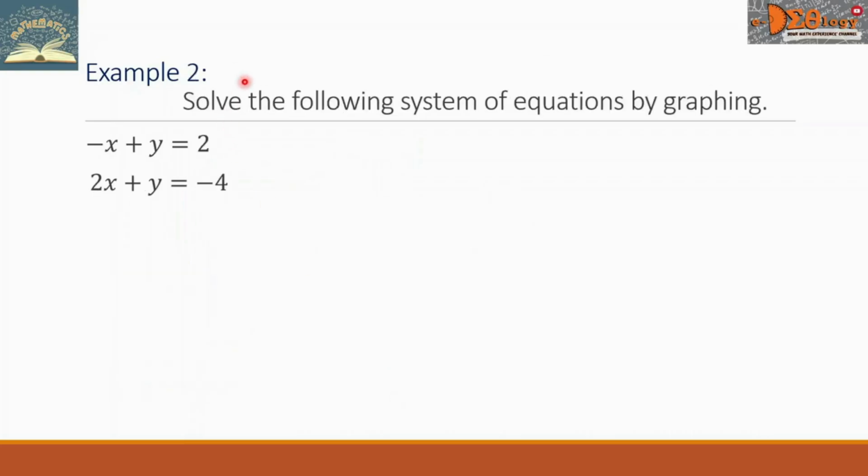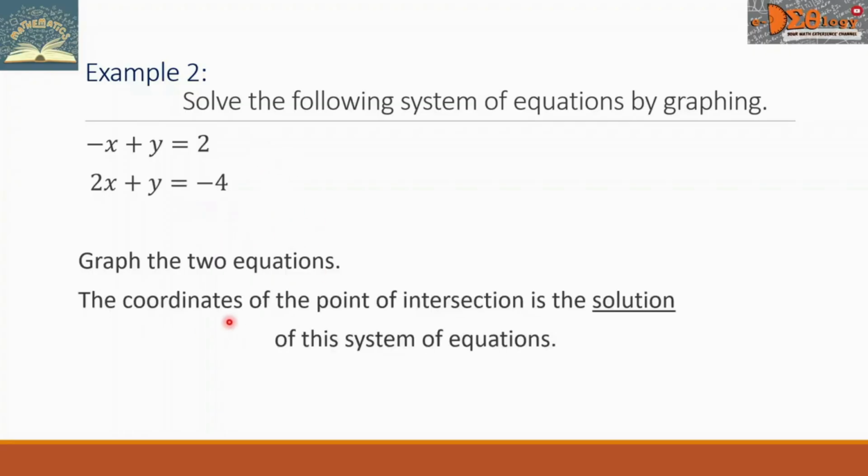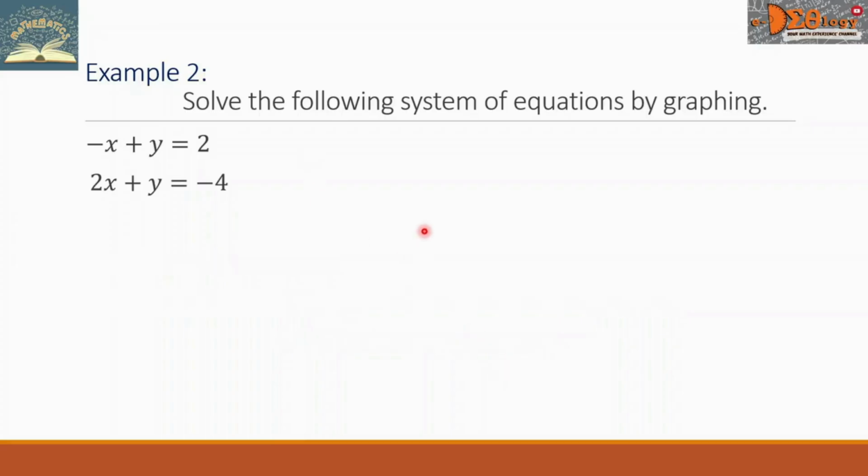Example 2. Solve the following system of equations by graphing. Negative x plus y equals 2. 2x plus y equals negative 4. We're going to graph the two equations, and the coordinates of the point of intersection is the solution of the system of equations. Let us graph the first equation.